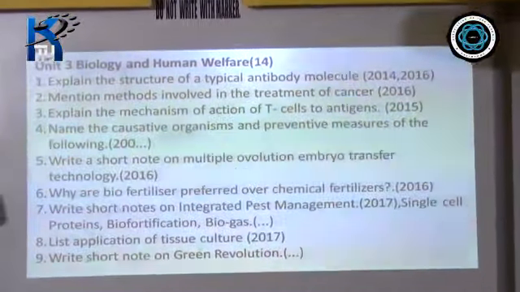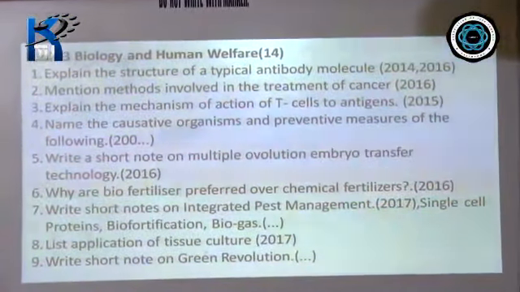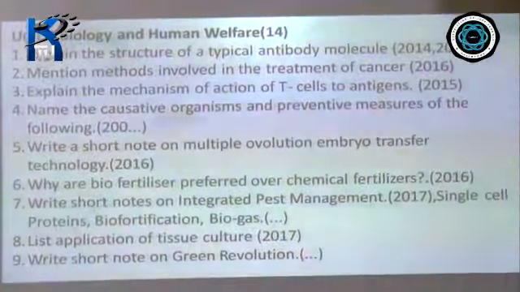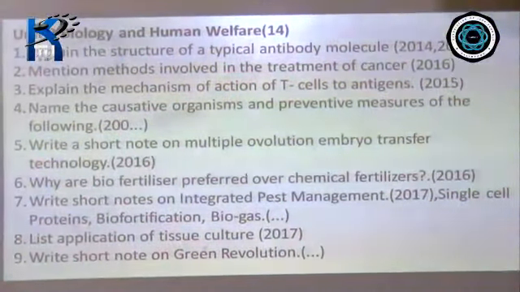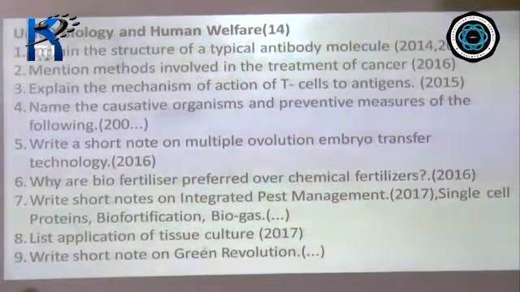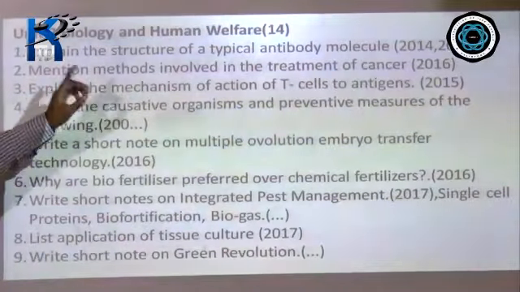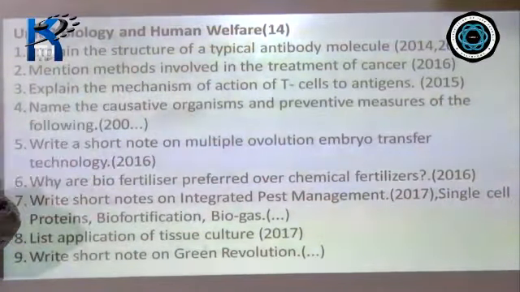And here, biology and human welfare, you have 3 chapters: human health and disease, strategies for enhancement in food production, and microbes in human welfare. Okay, 3 chapters are there, and the total weightage of these marks is 14.